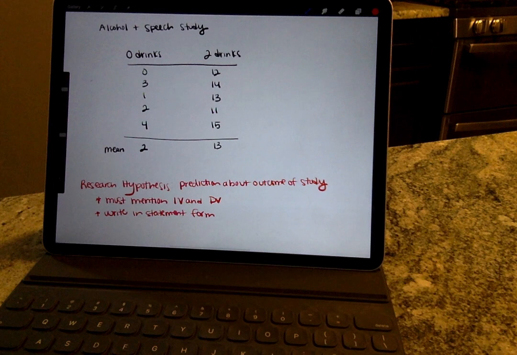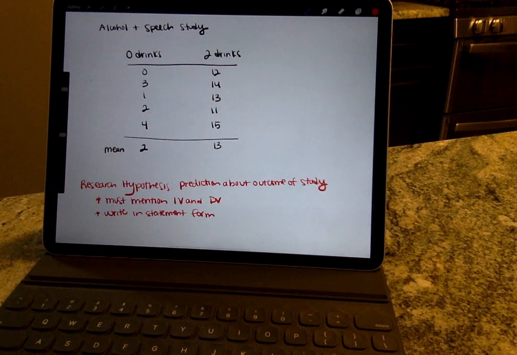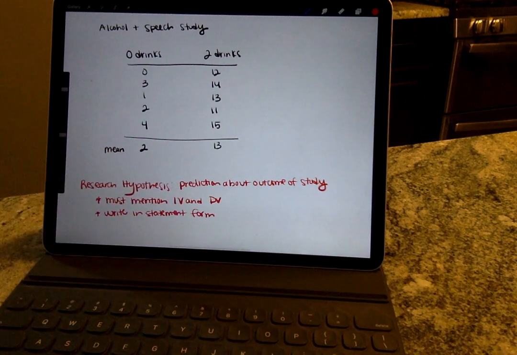So for most of the rest of this class, these are the guidelines that you need to follow when writing a research hypothesis. So a research hypothesis needs to mention both your independent and dependent variable, and it needs to be written in statement form. So if you've done this in K through 12, it's possible that you've written research hypotheses in the form of a question.